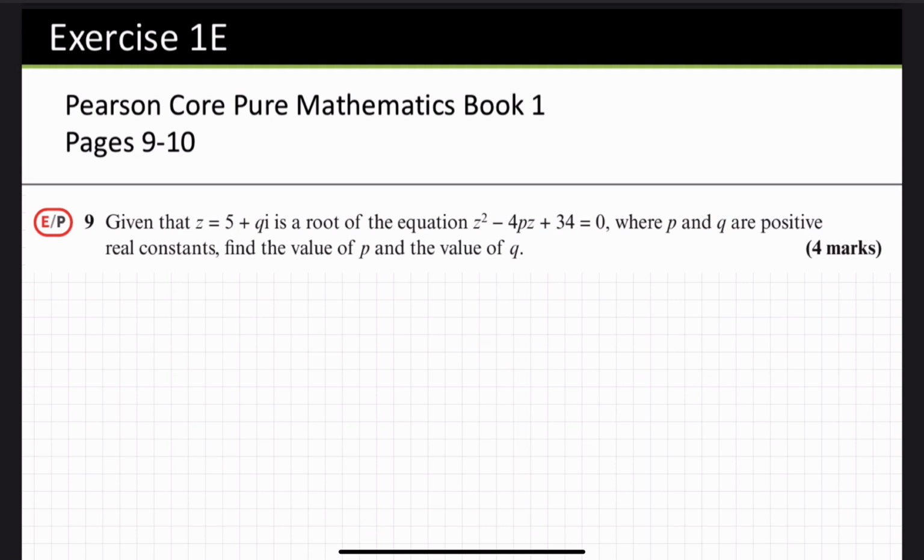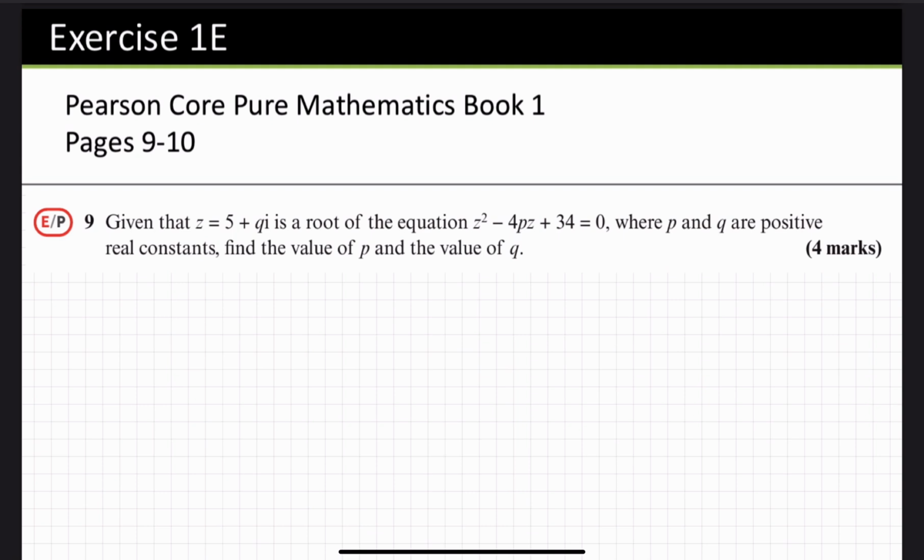I will have a look at the hardest question in that. So you can pause this now and give it a go. And I will now solve that last question, question 9 I've got here. So given that z equals 5 plus qi is the root of the following: z squared minus 4pz plus 34 equals 0. P and Q are positive real constants. Find the value of P and Q.